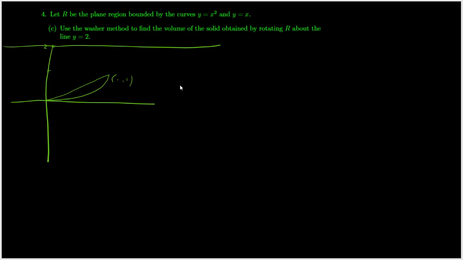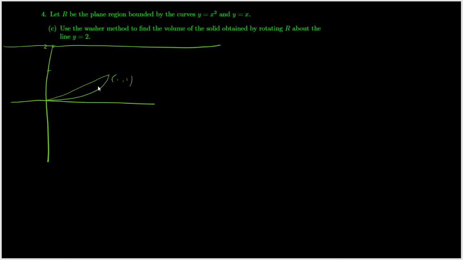Now look at question 4C. In 4C, you have the same plane region. Actually, the plane region bounded by a parabola y equals x squared, and a straight line y equals x. Okay. And then, so this time we are going to use the washer method. Now you know the meaning of the washer. Right. We are going to use the washer method to find the volume, or to set up the integral for the volume of the solid obtained by rotating R around a different line.